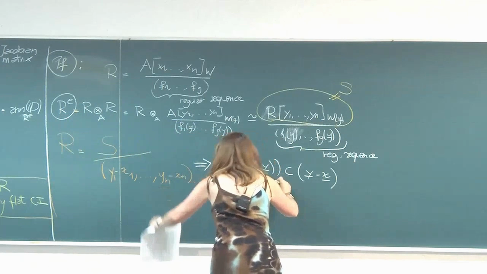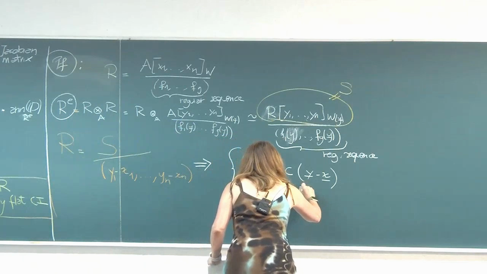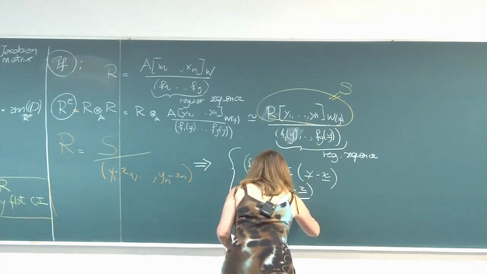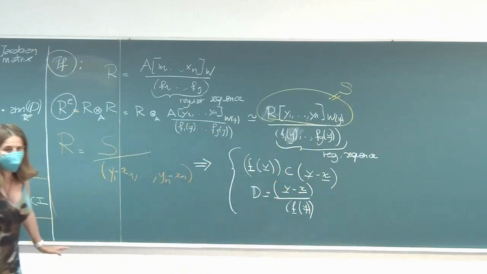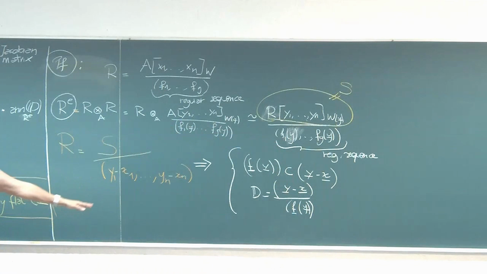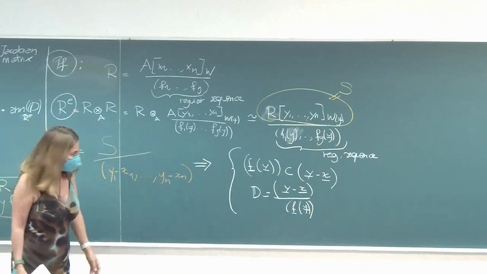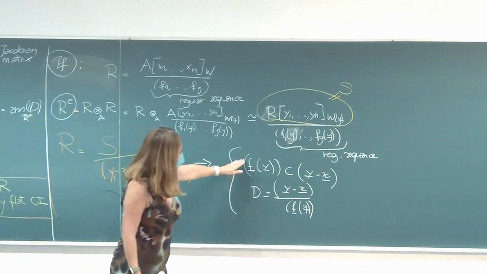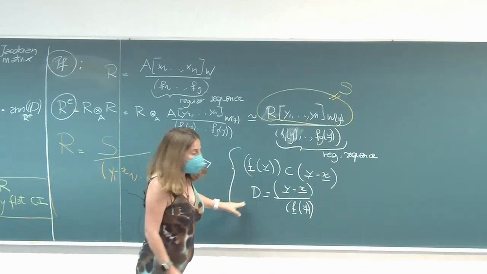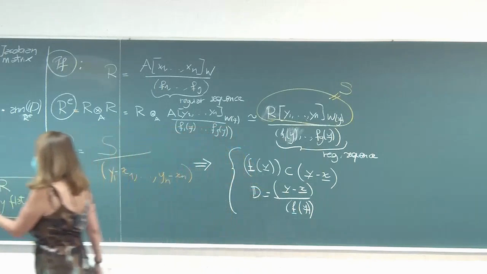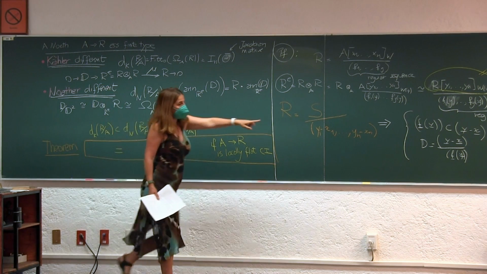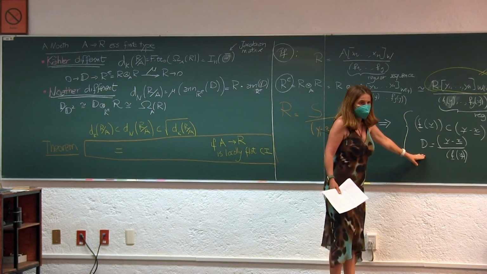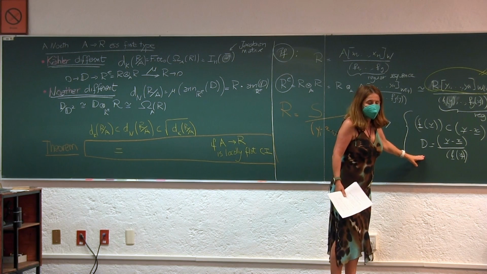Okay? So this is the first important observation. The second important observation is that we can get D from here right away, because D is the kernel of this multiplication. So D is simply this ideal, y minus the x's, modulo obviously f of y, because it's an ideal inside S. Okay? Because it's the kernel. Okay, that's how you get R. So these two observations are very important.